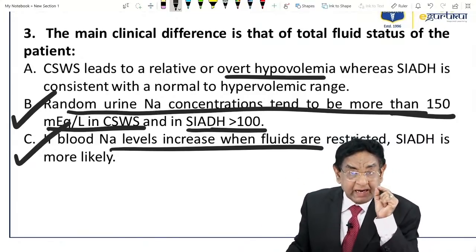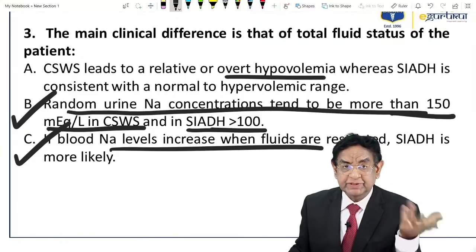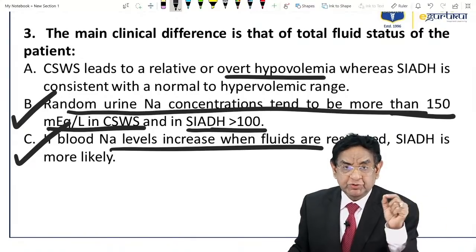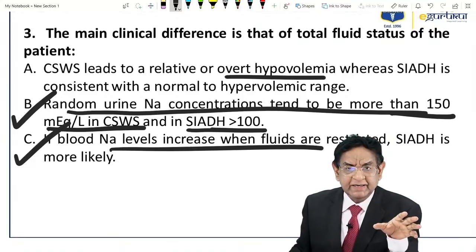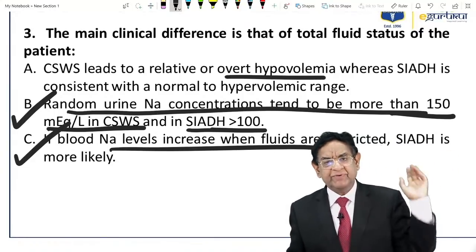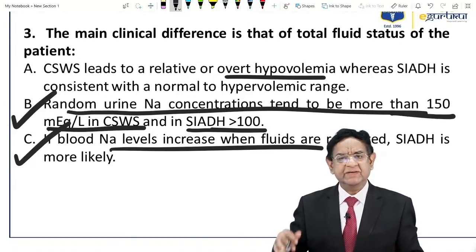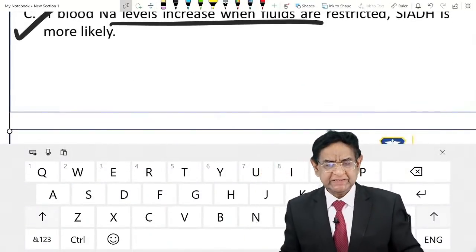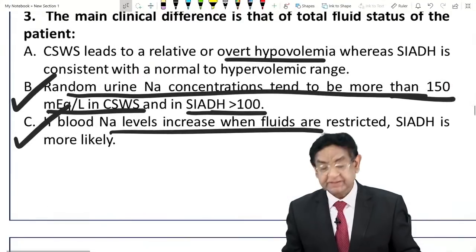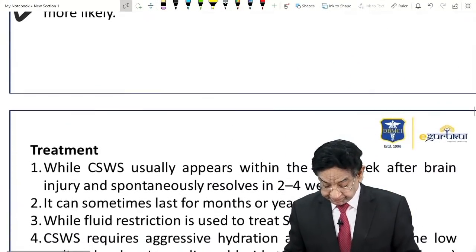So lab parameters are one more thing. Urine sodium is more than 100 in SIADH, and more than 150 is the additional feature. But by and large, these are all additional features; you have already diagnosed by your best clinical examination and basic concepts.